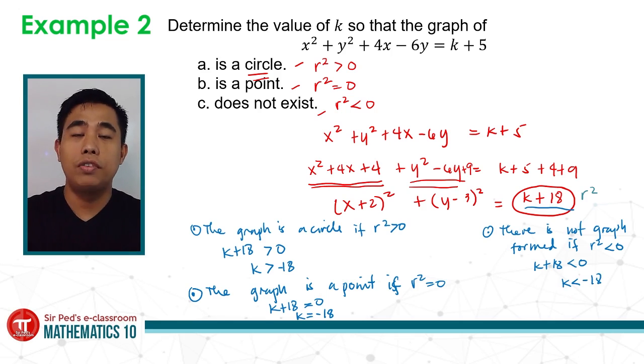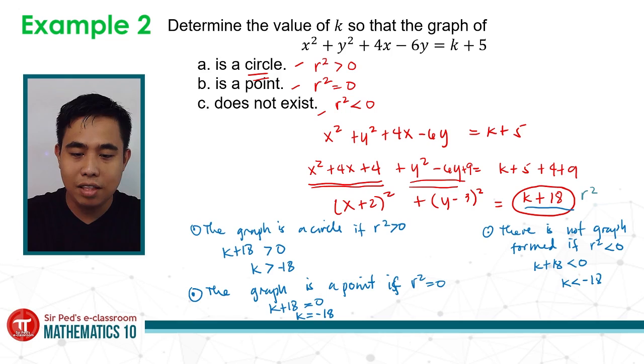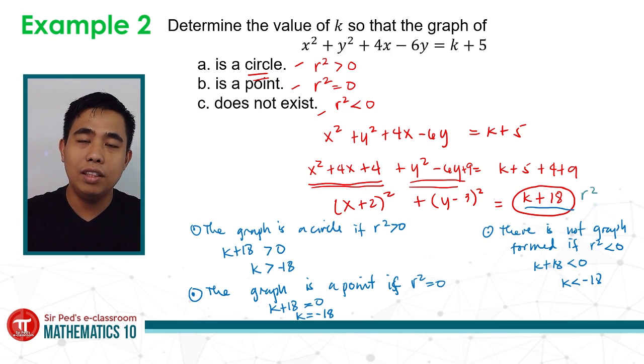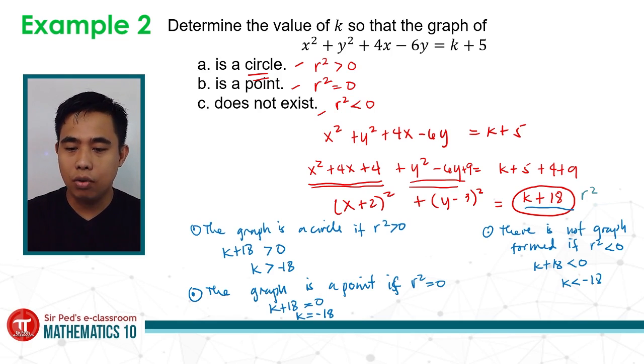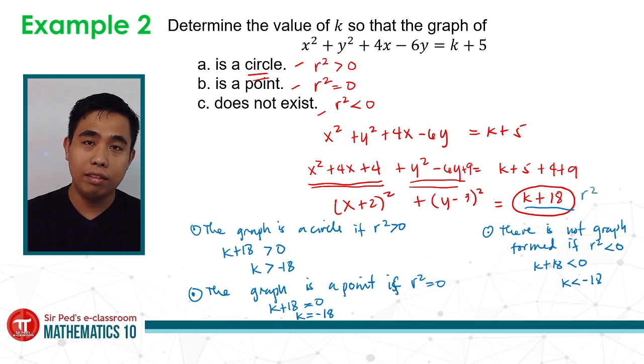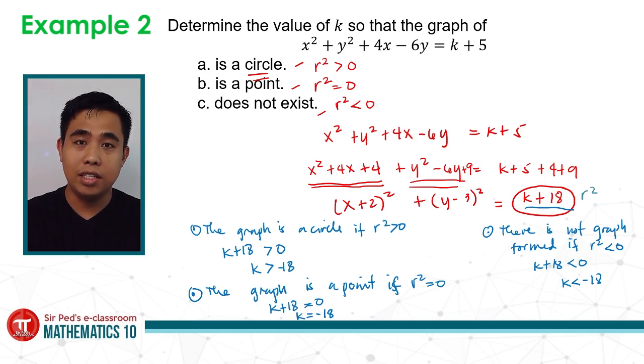Okay, so the graph exists if k is greater than negative 18, which means negative 17, negative 16, negative 5.1, 0, 1, 2, 3, and so on. The graph is a point if k is equal to negative 18. And there's no graph formed if your k is less than negative 18, like negative 19, negative 20, negative 100, and so on.